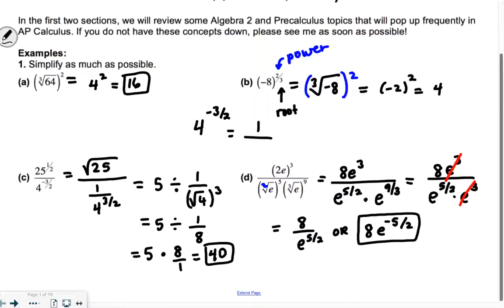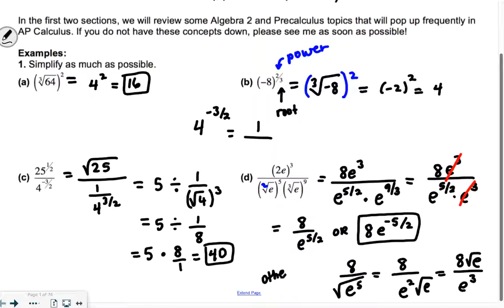So there's lots of ways I could write that answer. Like I gave you 2 of them. Think about all the other ways. Like if I had 8 over e to the 5 over 2, that's the square root of e to the 5th, which would actually be like e to the, think how many pairs of e's we have. We have 2 pairs, 1 left over, which is the same as 8 square root of e all over e cubed. I mean, that is a lot of different ways to write that answer, isn't it? So other methods, other ways. So it's kind of scary that you can write it lots of different ways.